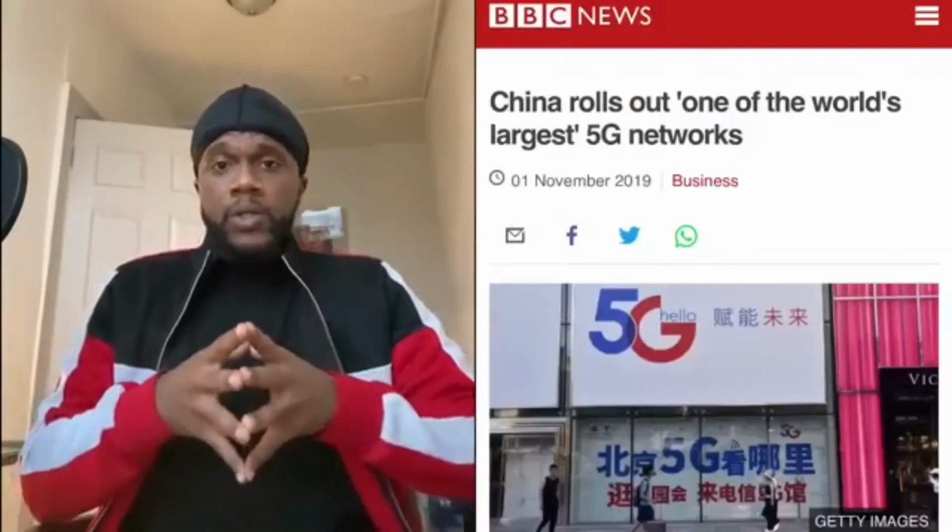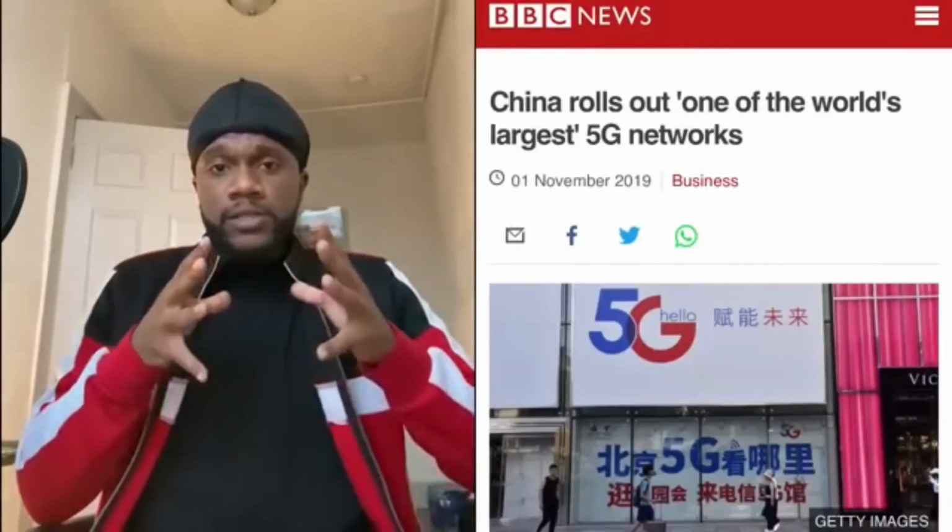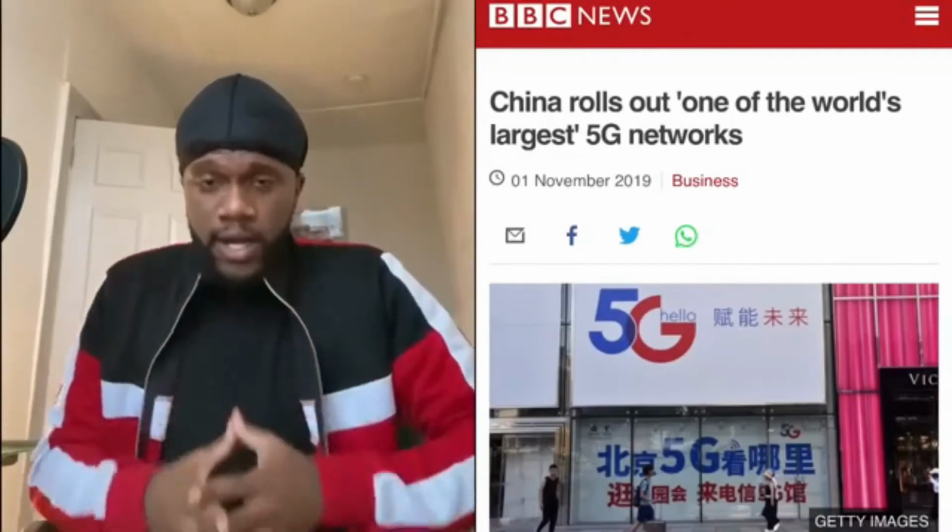The main thing everybody's saying, right, is the 5G rollout. Now, something that you gotta understand is the 5G is centered, like I'm talking about, it was birthed, it was originated, started out of Wuhan. No, just no. Wuhan was not the start of 5G.